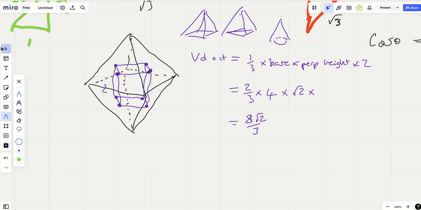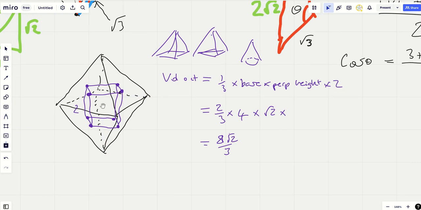Cool. Okay, let's work out now the volume of the cube. Working out the volume of the cube is fine if you can find one side length. So we just need to find the distance between that median and that median. Now that's not too bad actually, because if you think about this, and this is where the diagram gets tricky.